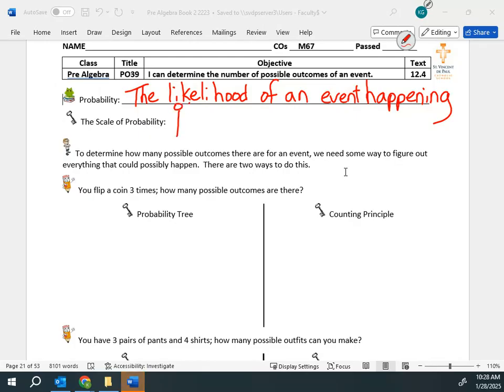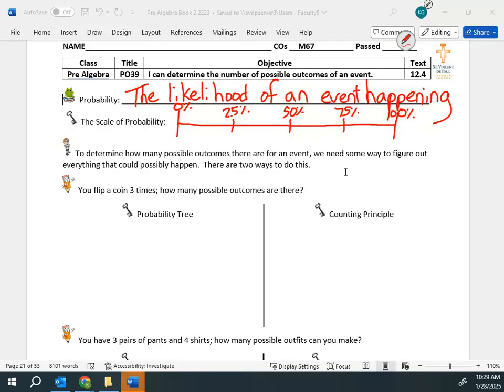So 0% all the way up to 100%. So if there is no chance of this happening, that would be a 0%. There is 100% chance of this happening. It will happen. It is happening now. That's 100%. In the middle would be the 50%. We've got our 25% in the middle of that and 75% in the middle of that.